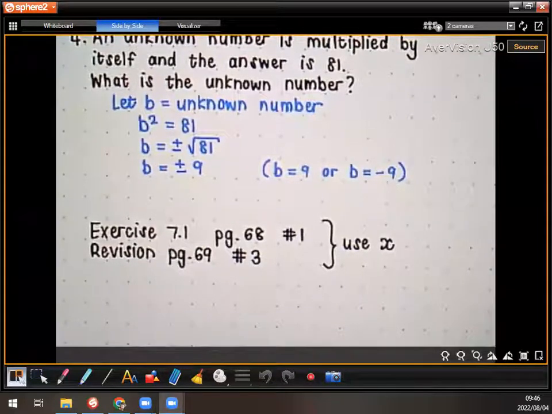All right, guys, for all of these, you don't have to write for each question, let x equal the unknown number. I'm telling you to use x for all of those. So you can just write your equation. Would you like me to put the first one on the board?